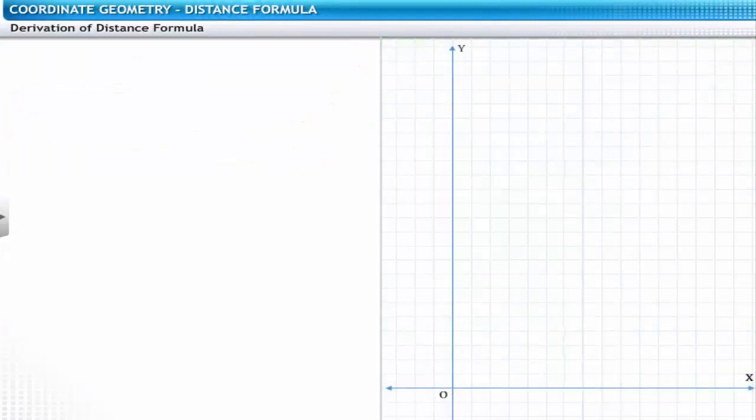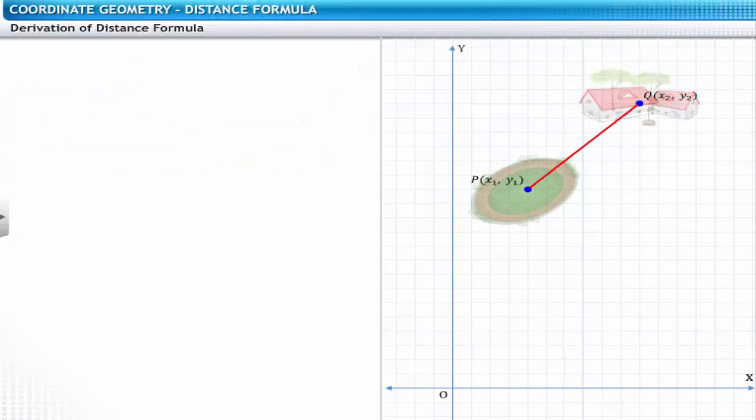First, let us derive a generic formula to obtain the distance between any 2 points with the help of their coordinates. In the graphical representation of the distance formula on the screen, let point P, (x1, y1) represent the stadium on the graph, and point Q, (x2, y2) represent the school. To find the distance between points P and Q, we draw a perpendicular line from point P to the x-axis. This line intersects the x-axis at point R.